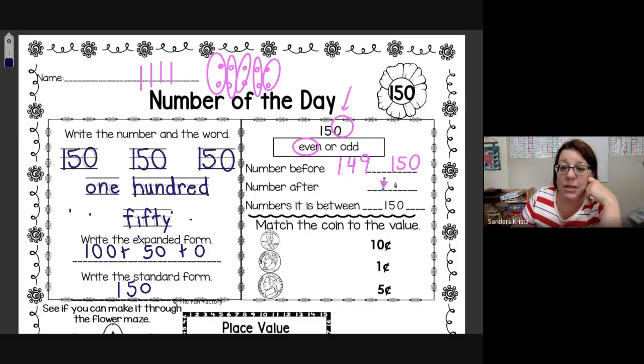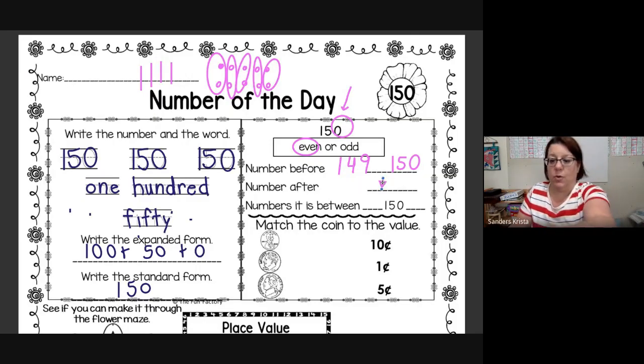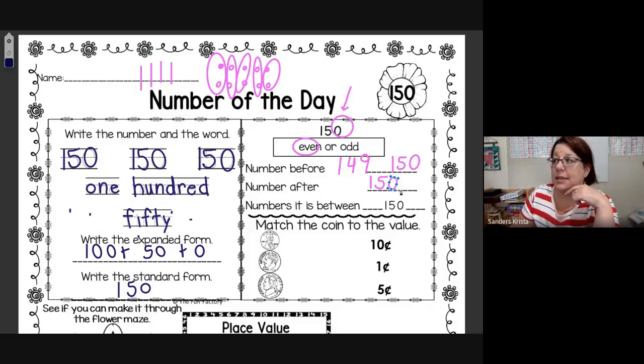If my number is 150, and I need to know what comes next, the number in the ones place is going to change. 150, 151. Okay? All right, we're going to sing our coin song.